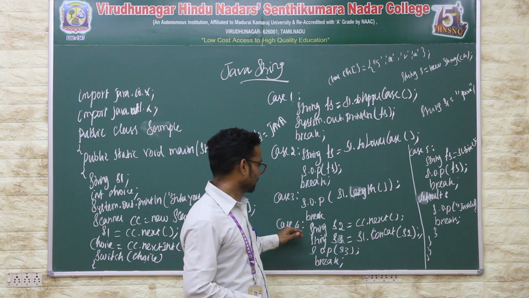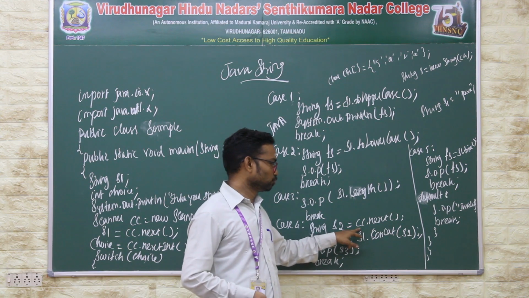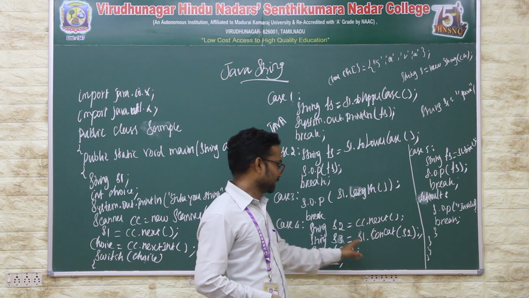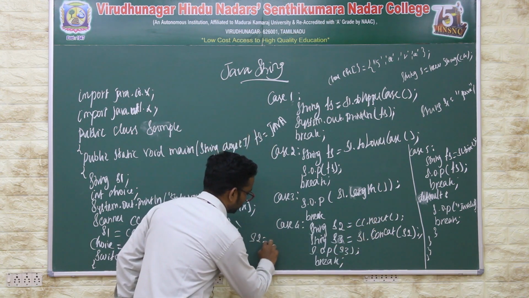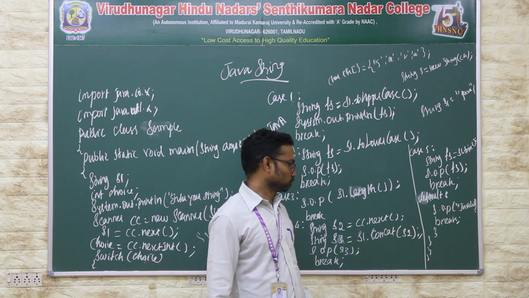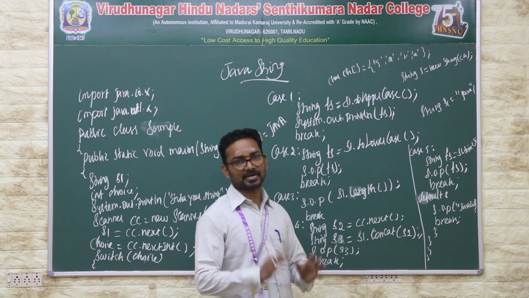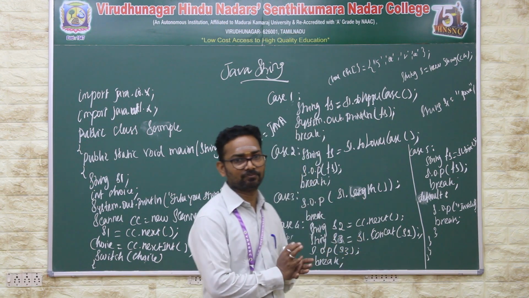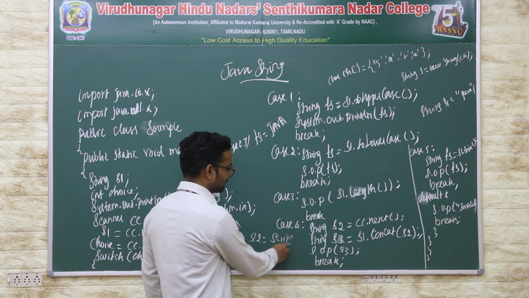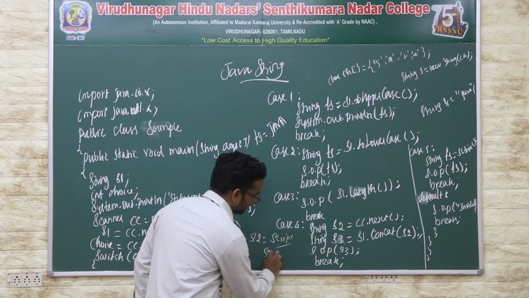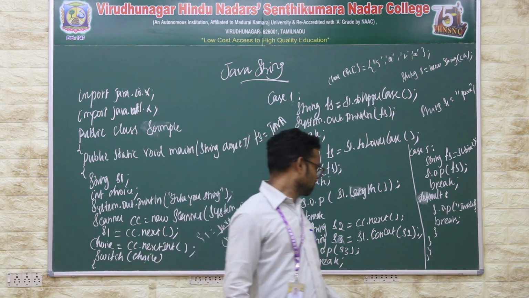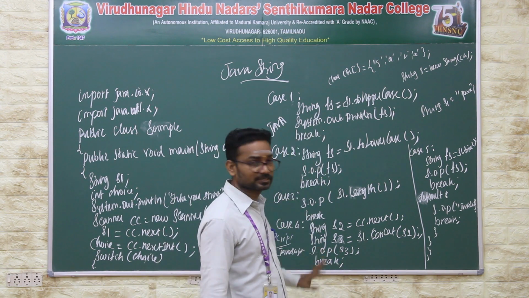Suppose you choose case 4, then s2 takes the input value. Another string: cc.next for s2. Suppose s2 equal to script. The string s3 equal to s1.concat(s2). This concatenates the two string values. S1 is already stored as Java, and s2 is script, so s3 stores JavaScript. This is concatenating the two strings. Then system.out displays s3, JavaScript.